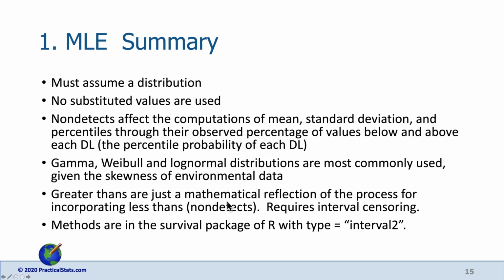Greater thans are just a mathematical reflection of what's been done by folks in the environmental fields in the low end, taking the proportion less than a detection limit and saying, well, I can do the same thing on the upper end. Actually, they did it first in medical statistics. So looking at the proportion of data above that high threshold of 30. And it requires, to do that, interval censoring. That's the format you need in order to represent both of them in a data set. So you will be using this interval type or format when you put in your data.